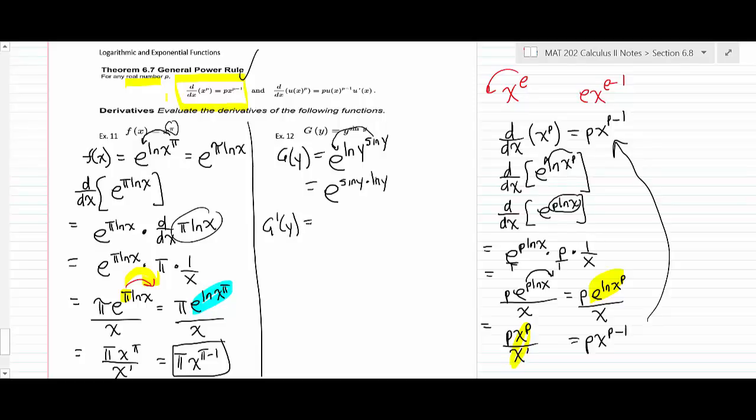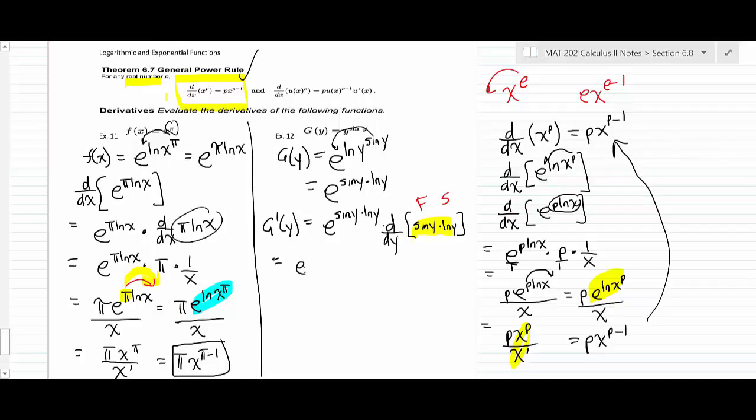The derivative of an exponential is what? It's itself, which would be this, and then times the derivative, which this time would be d dy of that exponent, which is sine y times ln y. So that's the derivative you got to do. How are you going to do the derivative of sine y ln y? Product rule, exactly. It's a product of two functions. So you've got first function and second function.